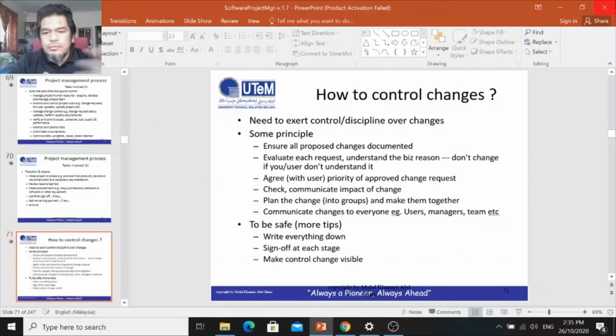For example, you need to hold a meeting with the user on whether these changes are must-have or nice-to-have, and whether they will impact the business process and so on. To be safe in managing the changes, you need to write everything down, sign off at each stage, and make change control visible. Any new request, you need to write down.